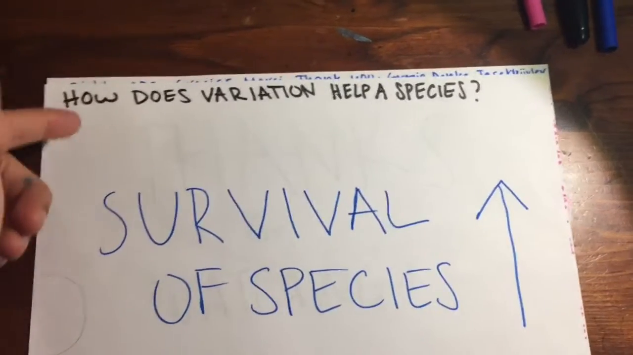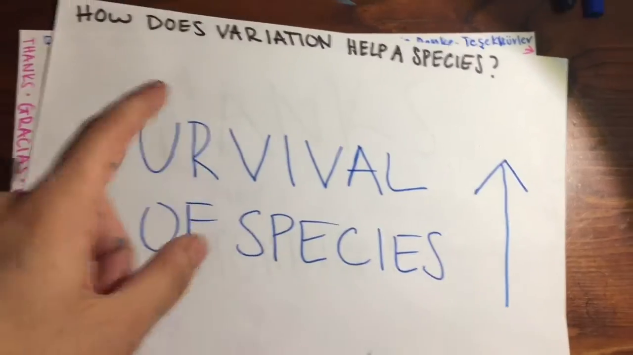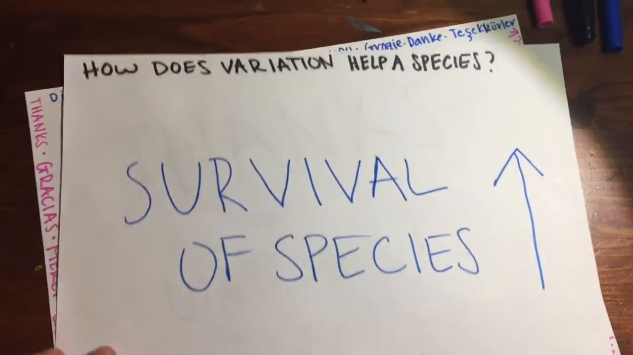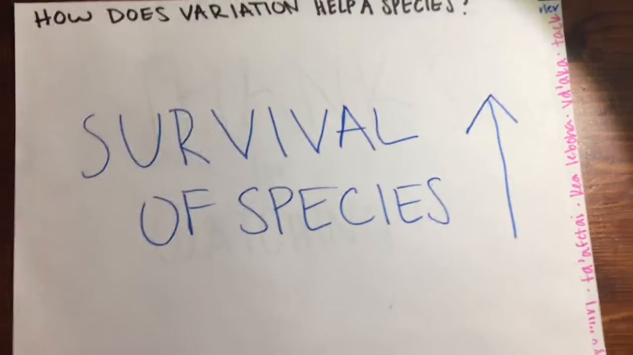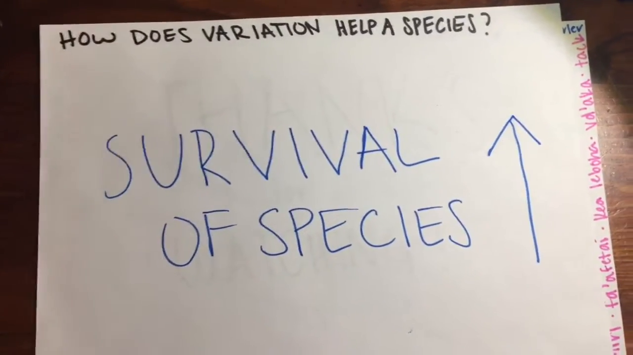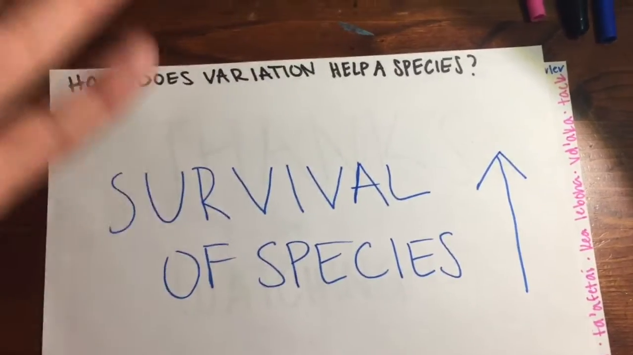But how does variation even help a species? Well, variation increases the probability of the survival of a species. Because if you think about it, when you have more than one possibility for each trait, like let's talk about color of the snakes. You have green snakes, orange snakes, yellow snakes, brown snakes.